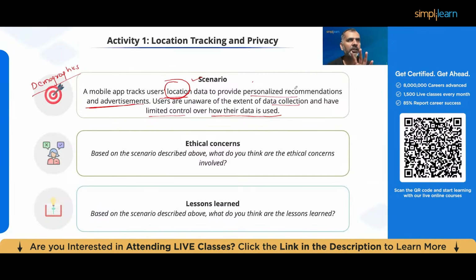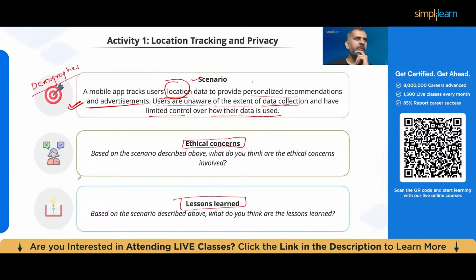The application is not giving the user access or control, so the user cannot modify the data. Only limited control is given. And even the user is not very much aware of the extent to which the data will be used or how it is being collected, guys. So with this scenario, what do you think? What are the ethical concerns associated with the above scenario? Or what are the lessons that you will learn?